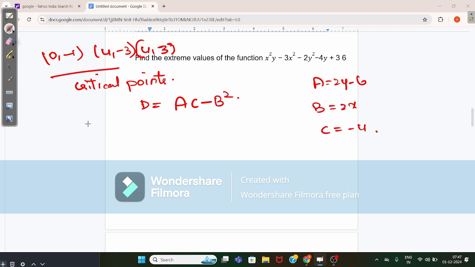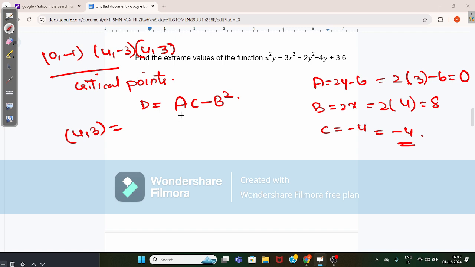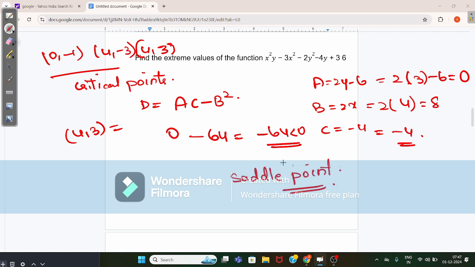When you substitute this critical point (4, 3) here, what will you get? 2 into 3 minus 6, 6 minus 6 gives the value 0, and 2 into 4 equals 8, and this is minus 4. Now when you substitute these values, ac is 0 and this value is minus 64, which is equal to minus 64, which is less than 0. So this is also a saddle point here. These are the saddle points. Only (0, minus 1) is the local maximum point.